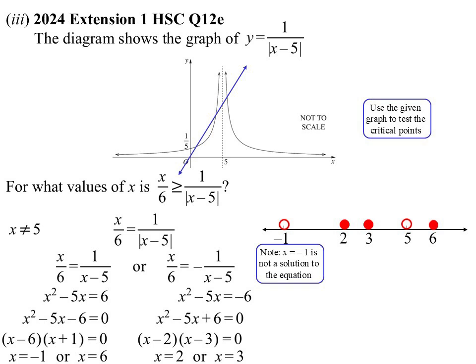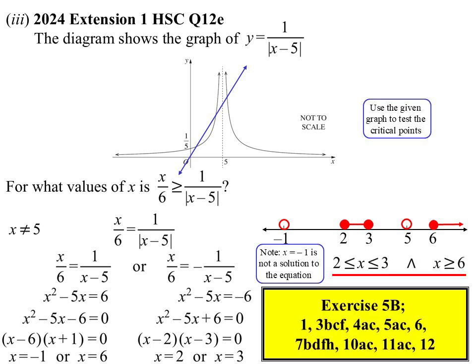And so all I'm really now saying is, when is that line above the curve? In between 2 and 3, but also when it's bigger than 6. So there's my solution. Okay, we'll add 5b.